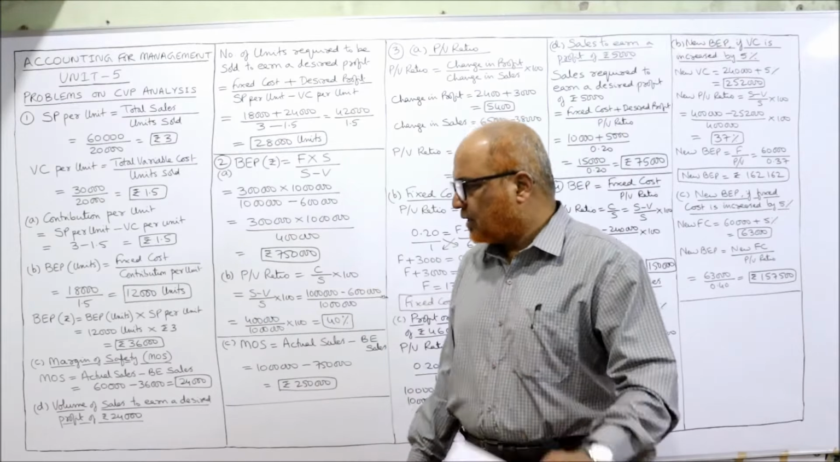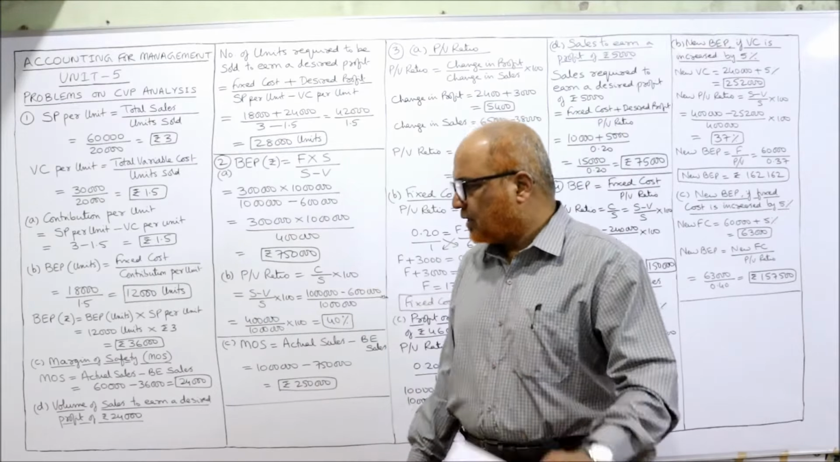Secondly, it is asking you to calculate PV ratio, profit volume ratio, C by S into 100. So in place of C, I can write S minus V. There are two formulas for contribution. Contribution is equal to sales minus variable cost, or contribution is equal to fixed cost plus profit. Here I am taking C is equal to S minus V by S. Sales are 10 lakh, variable cost is 6 lakh, divided by 10 lakh. So 10 lakh minus 6 lakh, you will get 4 lakh. So 4 lakh by 10 lakh into 100, 40%. That is the PV ratio.